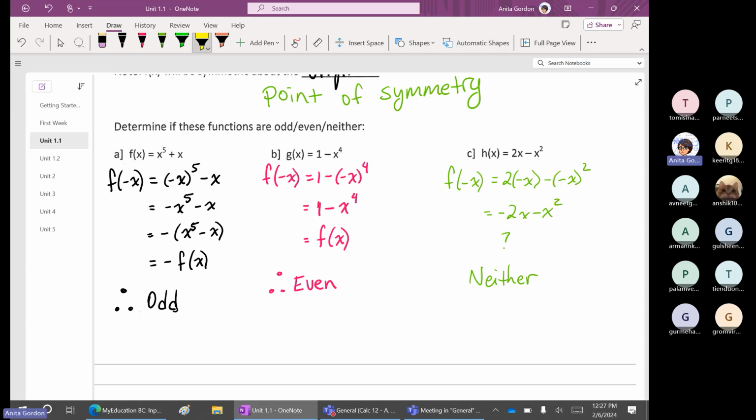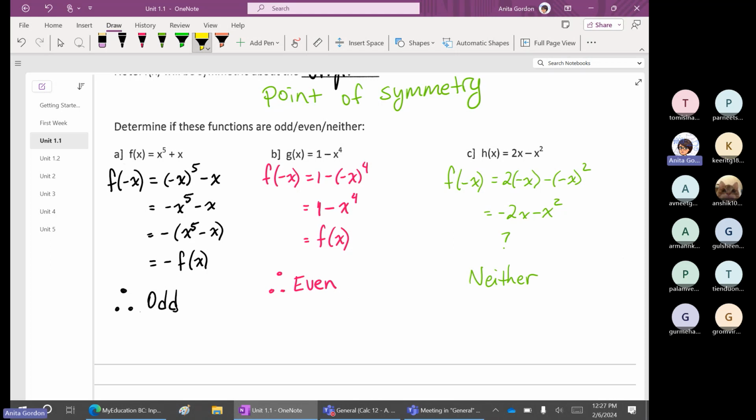Okay, so if you look on the screen here, I did the test. Instead of an x, I put a negative x. I substituted into the function with brackets. And I looked at whether I can factor out the negative, if it disappears or it stays. And in the first one, I could factor it out, which means if I put the negative x on the inside, I get a negative y on the outside. So that tells me that it's odd.